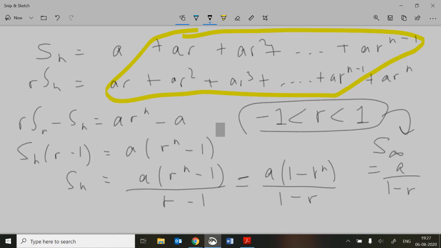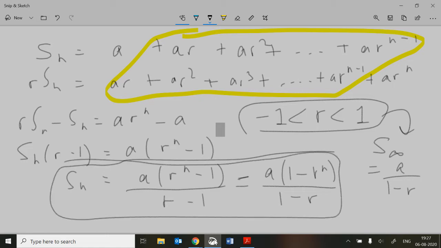But this is the proof for the sum. This above is the proof of the sum of the first n terms of an arithmetic, not an arithmetic, a geometric sequence or geometric progression. Cool, right.